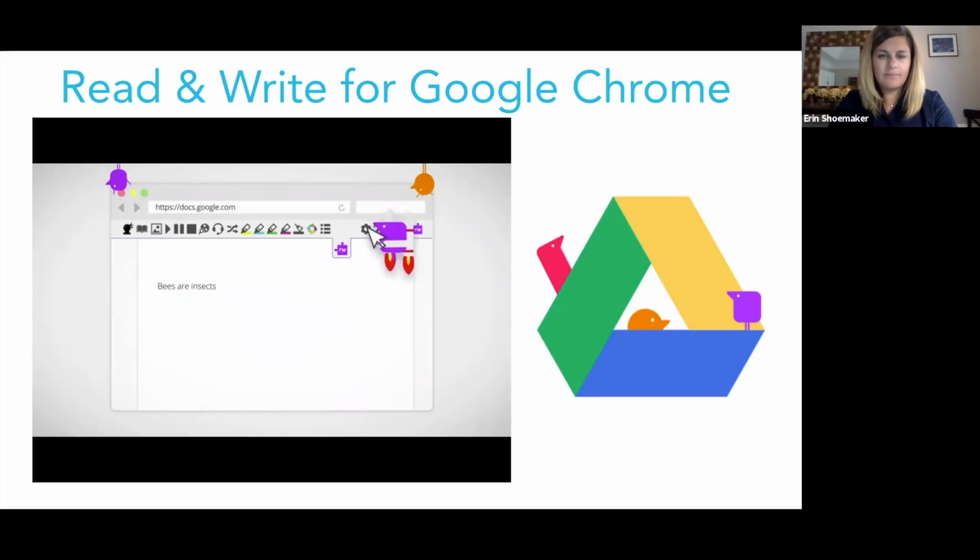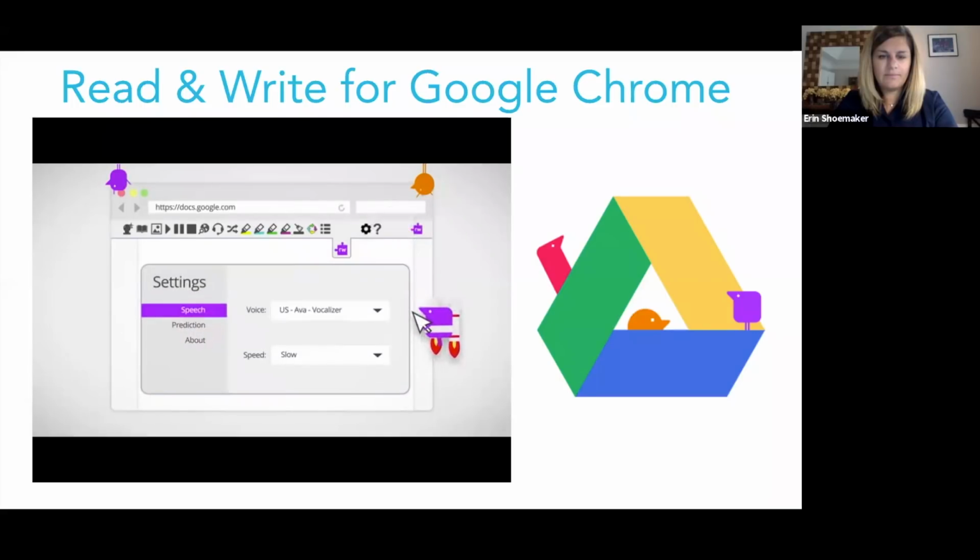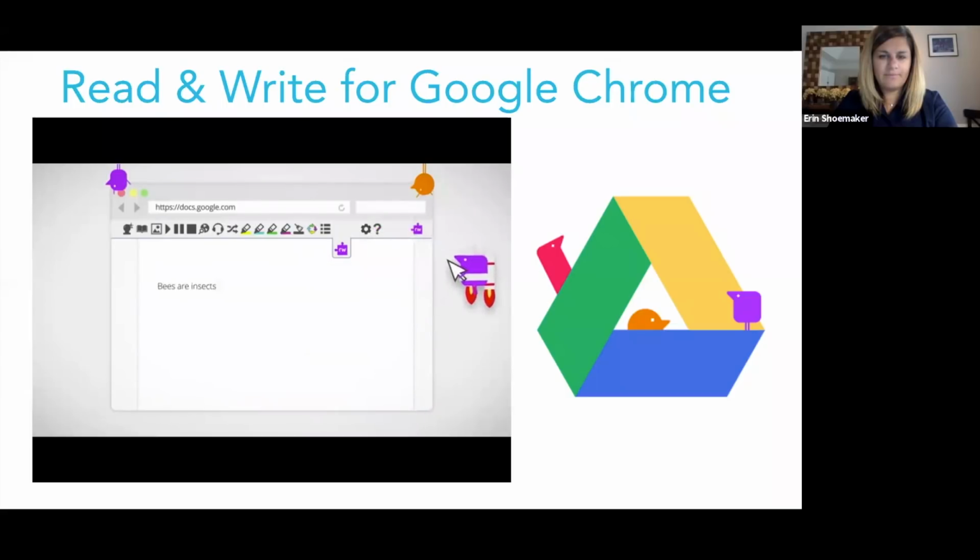Click here near the right of the toolbar to change settings if you want to. There are lots of different reading voices to choose from. You can change reading speed if it's too fast or slow. You can hide the toolbar anytime you don't need it by clicking on the Read and Write icon again.